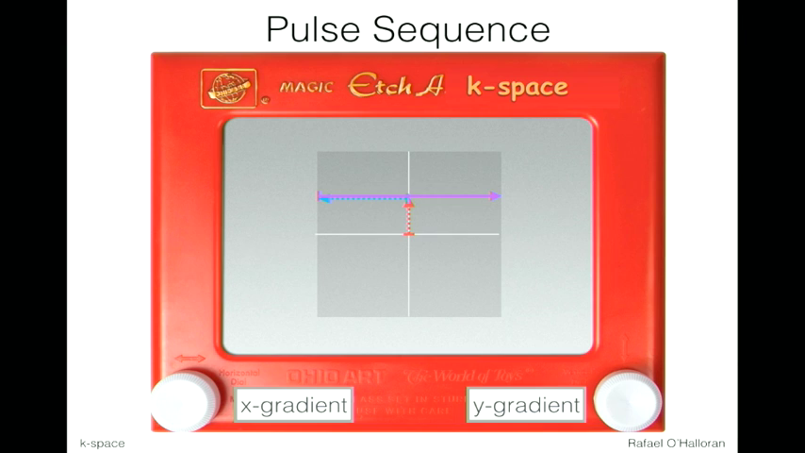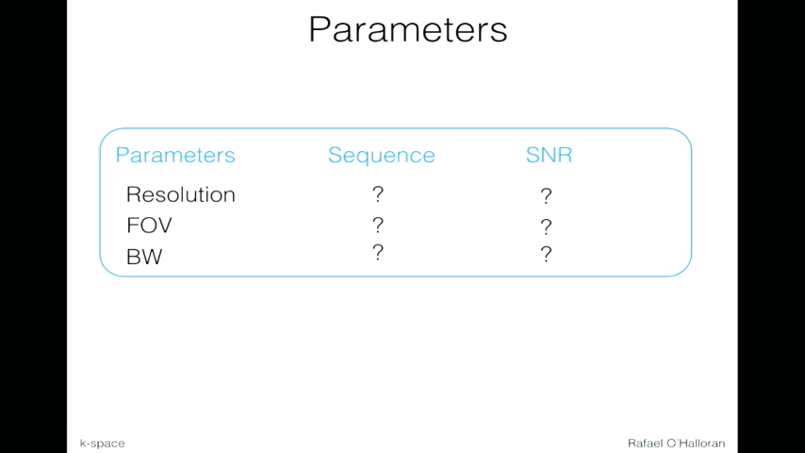If you want to make a spiral, then you have to be good at doing the knobs at both times in just the right way to make a nice spiral. But for now, we'll stick to this rectilinear or Cartesian sequence. Okay, so now we have our sequence.